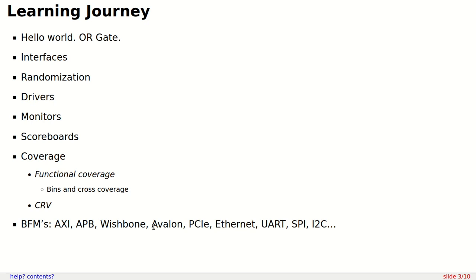In this learning journey, we are going to start with a very simple example of an OR gate, and then we are going to build on top of that example until we learn concepts like drivers, monitors, scoreboards, coverage, CRVs, and at the end of this we are going to take a look at the different BFMs that come by default with Cocotb.